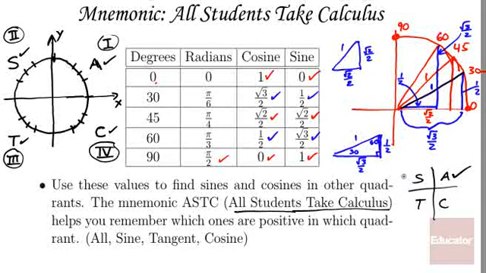First quadrant, they're all positive. Second quadrant, sines are positive. Third quadrant, tangents are positive. Fourth quadrant, cosines are positive. So that's how you remember what the positive and negative signs are in each quadrant.